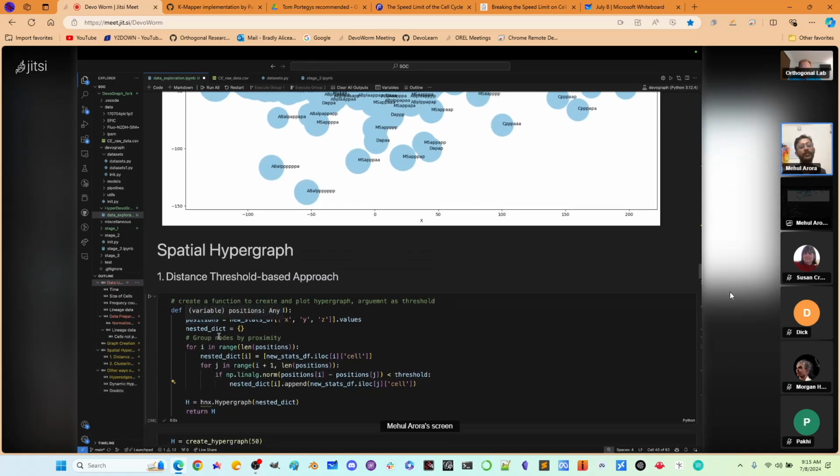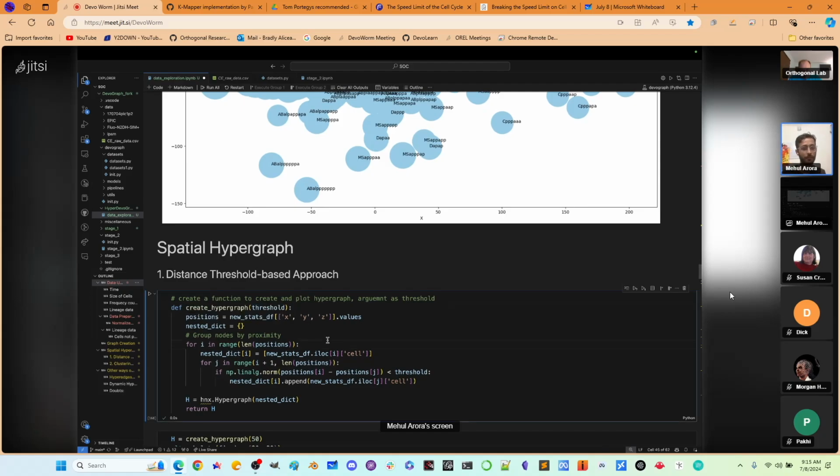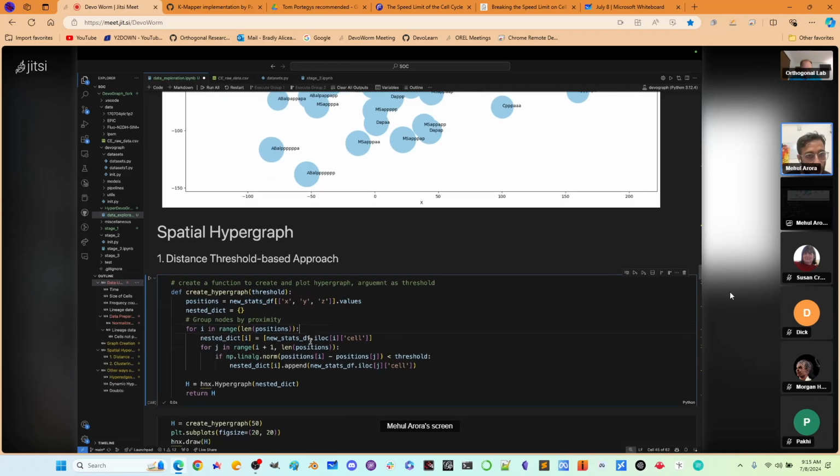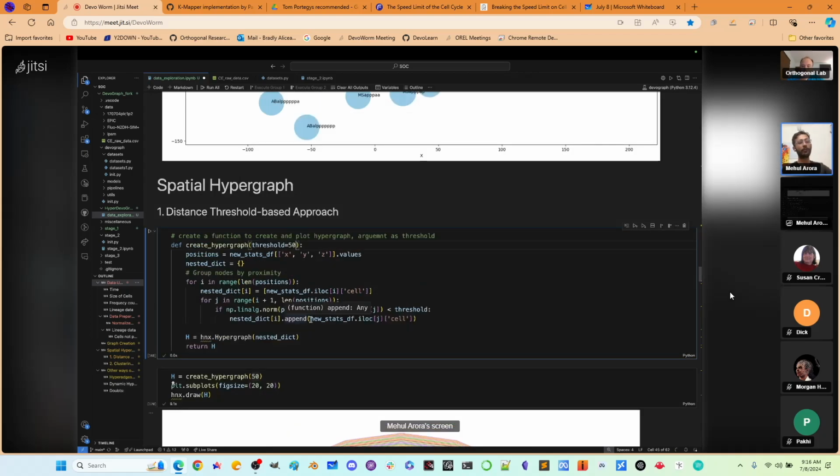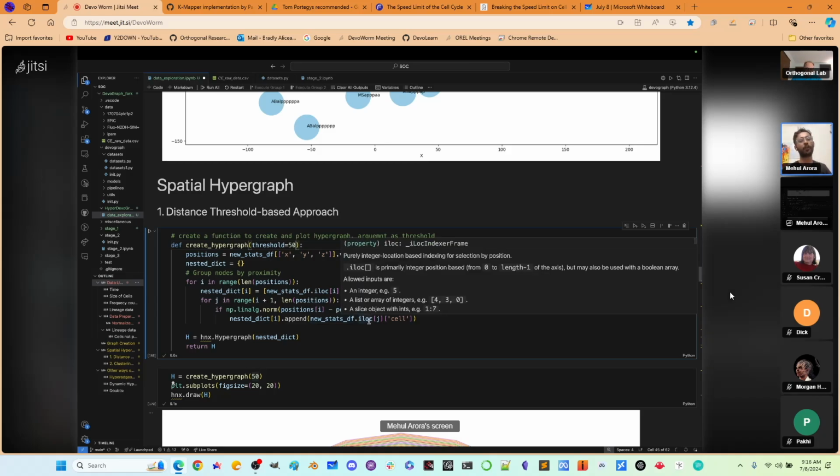So thresholding is basically, what does it mean? Okay, so here I am giving 50. Here we are specifying the threshold, and I will give the default as 50. What we want is to create many hyper edges, and for each hyper edge we are specifying how many cells are going to be there. So that is the threshold value.